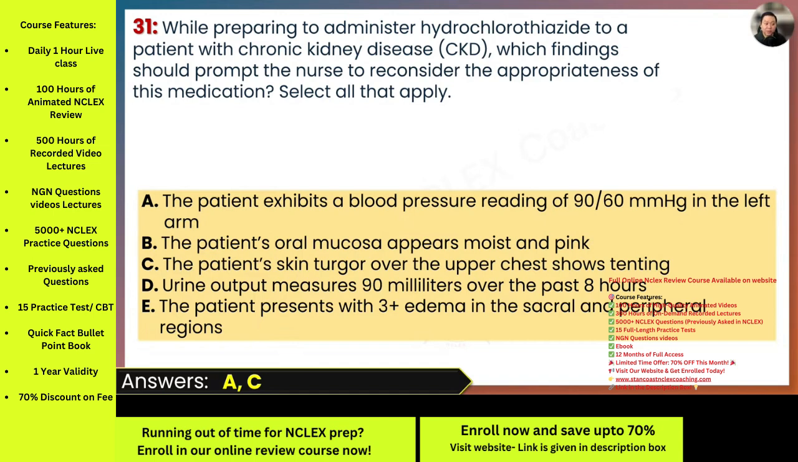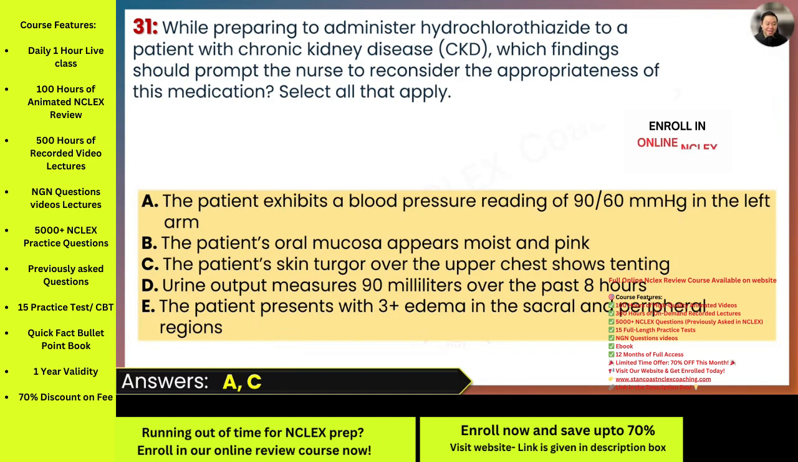Letter C is also correct because tenting of the skin indicates dehydration. We know that hydrochlorothiazide can increase fluid loss, and if you administer it to someone who has dehydration, this could worsen their condition. Now, what about letter B? The patient's oral mucosa appears moist and pink. Well, this is a sign of adequate hydration, which suggests that the patient is not currently dehydrated. So eliminate this one. What about letter D?